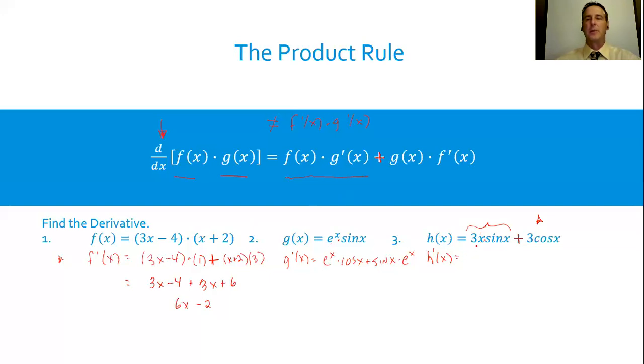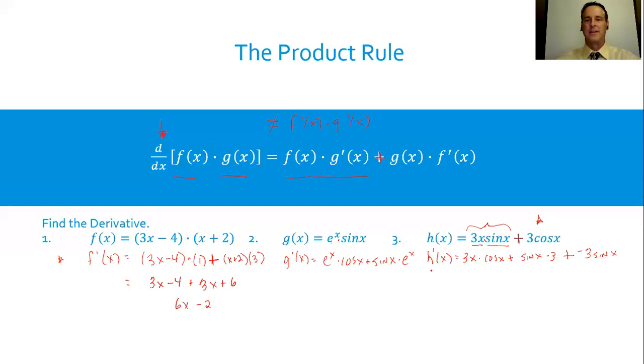All right, so I'm going to put the 3 with the x to make that the first term, my f of x, and I'll make this kind of like the g of x. So I have first times the derivative of the second, the derivative of sine is cosine, plus the second times the derivative of the first. The derivative of 3x is 3. And the second part, the derivative of 3 cosine x is 3 sine x. Remember you have to put a negative out front because the derivative of cosine is negative sine.